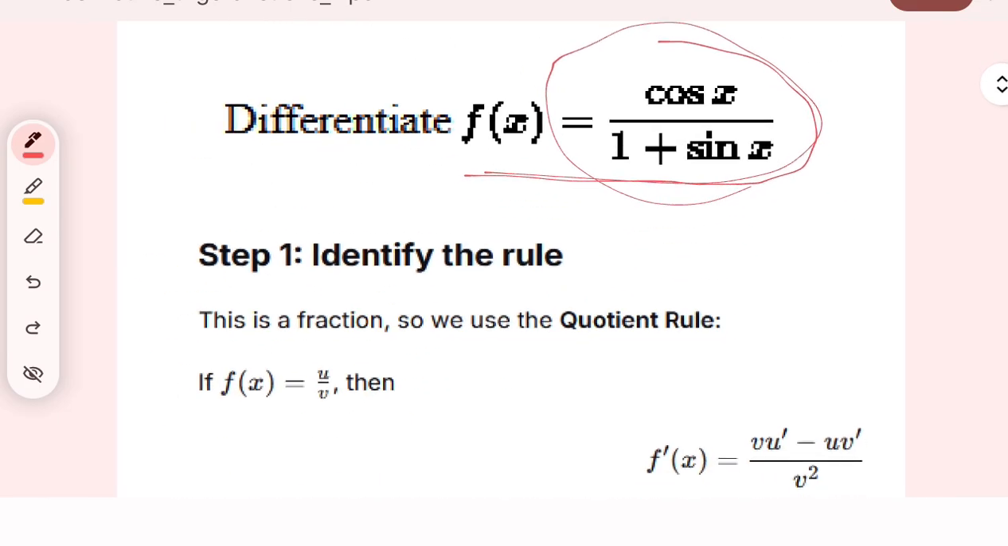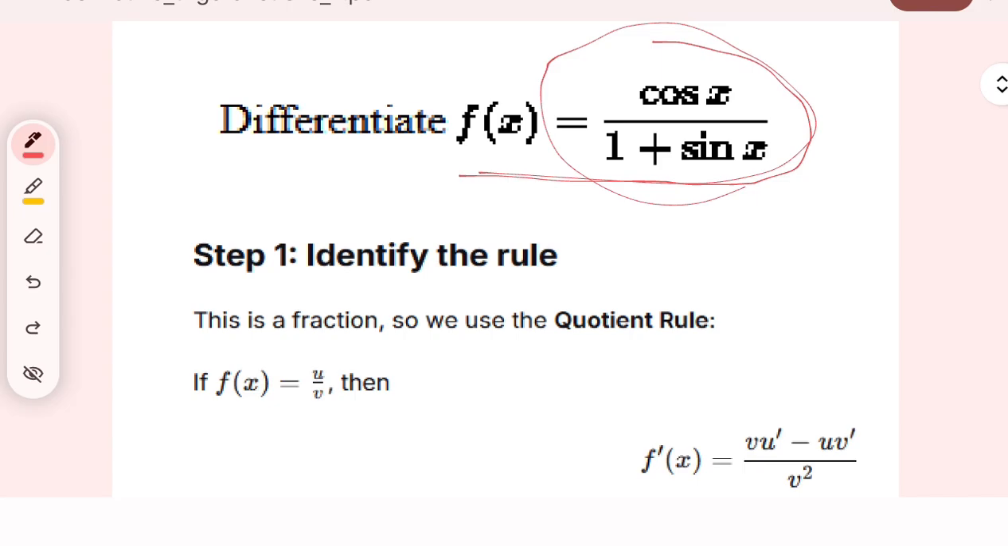We need to identify the rule in here, and as you can see, it involves a fraction. The numerator is cosine x, and the denominator is 1 plus sine x. Since it involves division, we will apply the quotient rule with these trigonometric functions.